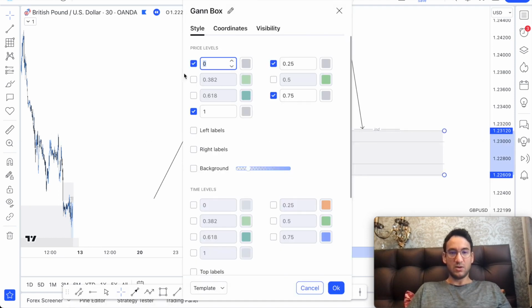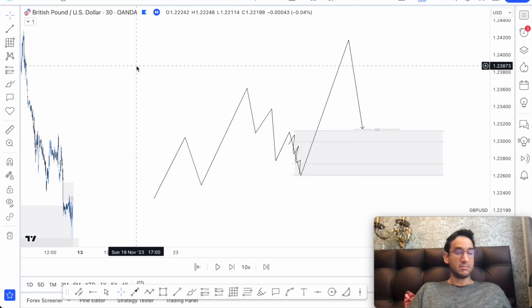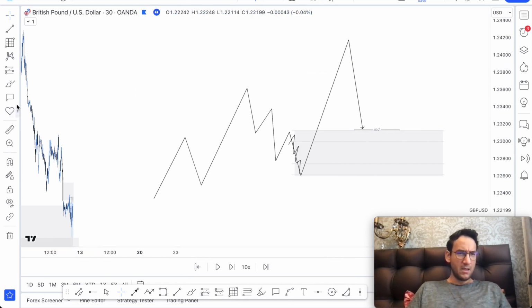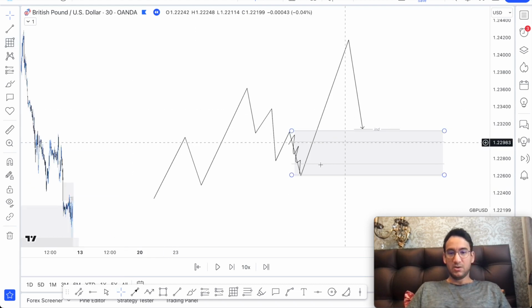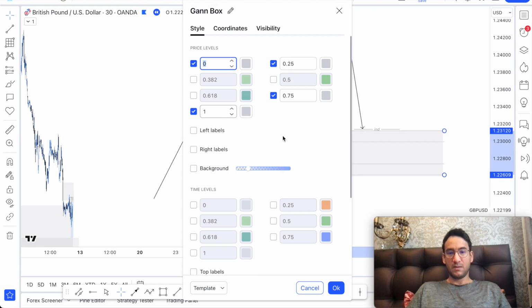If you go here, right to the top left corner, you'll find it, which is right here. It's called the GAN box, and then you can just copy the settings if you want. There's a 0, the 1, and the 0.25, and the 0.75 level.